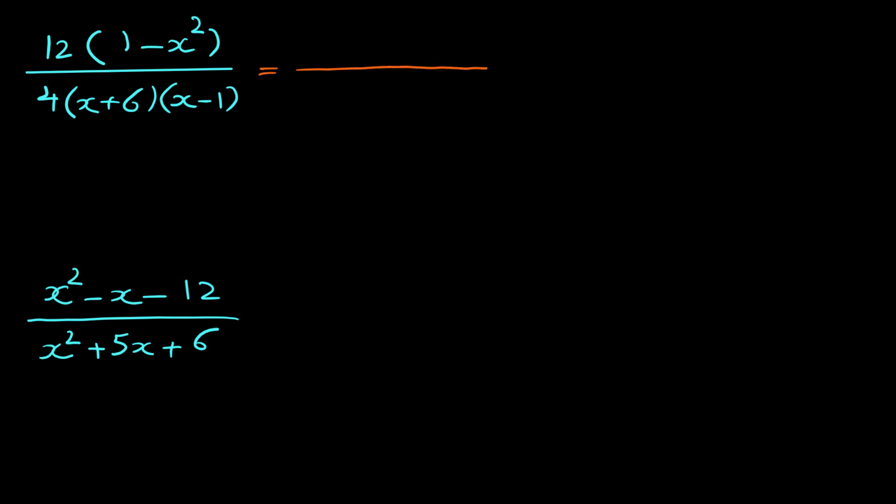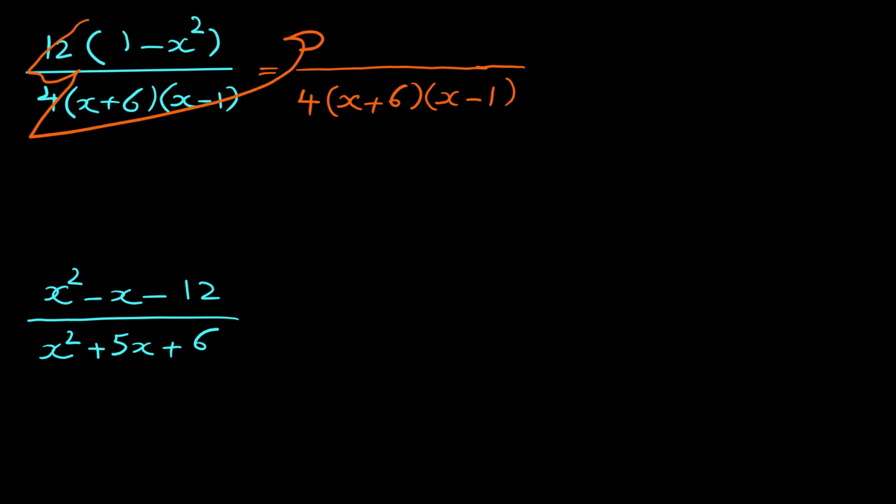And I'm not going to simplify 12 by 4 right now. I will do the cancellation of common factors of the numerator and denominator after I factor the numerator completely. If you want, right now you can simplify 12 by 4 and just write 3 here. But for now, I want to keep 12 in the numerator.